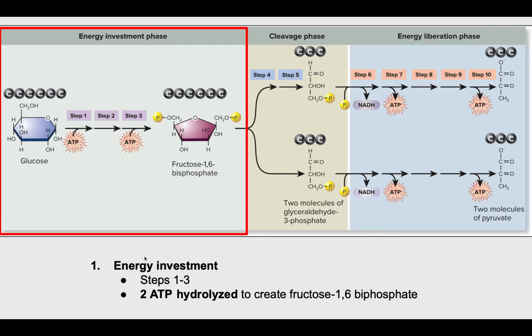In energy investment, we are using 2 ATP molecules to attach these phosphate groups onto our glucose molecule, and that turns that glucose molecule into fructose 1,6-bisphosphate. By adding on those phosphate groups, we're essentially increasing the energy of the molecule so it can help drive other exergonic reactions down the line.